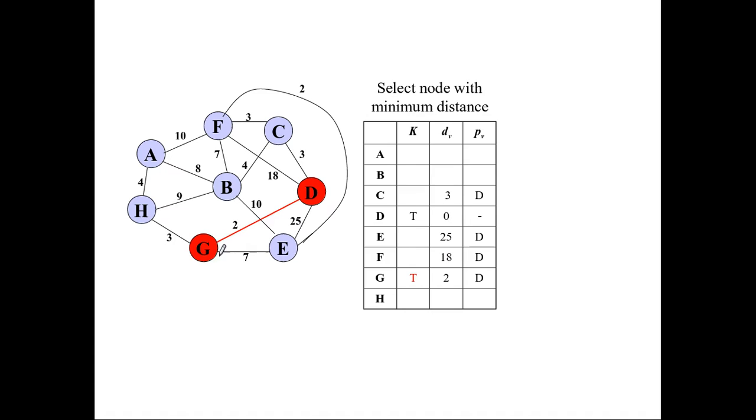Once I am at this point, that implies that I have visited G. These were the possible nodes which I could visit from D, but I took the minimum one, which was 2, and I visited G. That implies that G is visited for me. I mark its cost as 2.